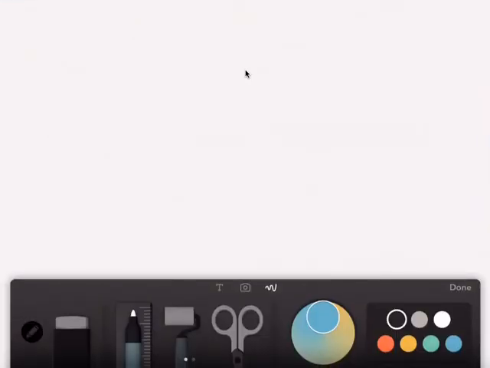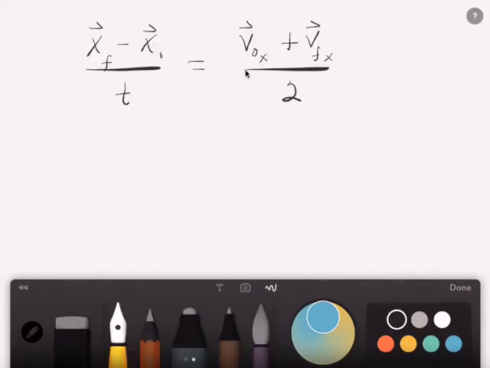So we start off with xf minus x initial divided by t equals the initial velocity in the x direction plus the final velocity in the x direction, divided by 2. This is our fourth equation, but now this is our first kinematic equation. It doesn't have to be, but this is our first kinematic equation. Based on what you're looking for and based on what you know, you can calculate any one of these variables.